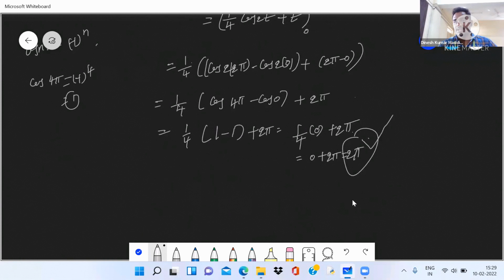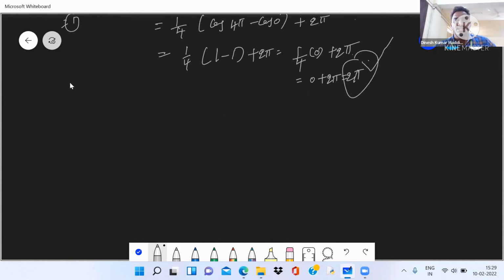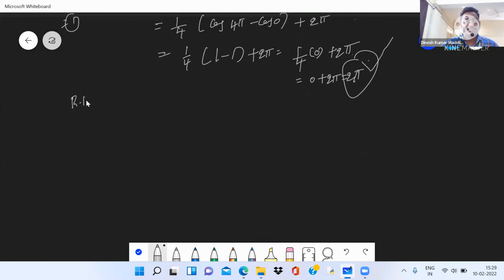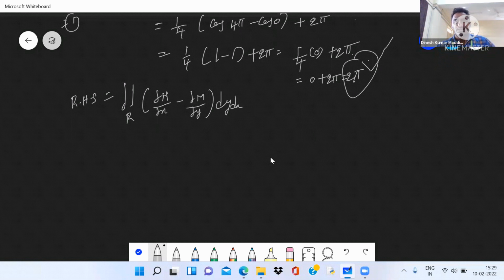Okay, next I am going for the RHS part. If we get the RHS part also the same, we can say that Green's theorem is satisfied. That RHS part is the double integral over R of dou n by dou x minus dou m by dou y, dy dx. Okay? That means here, in terms of n, say what is m and what is n.